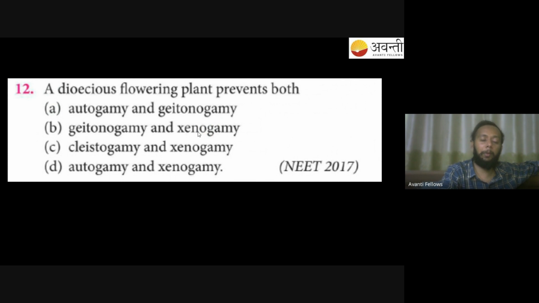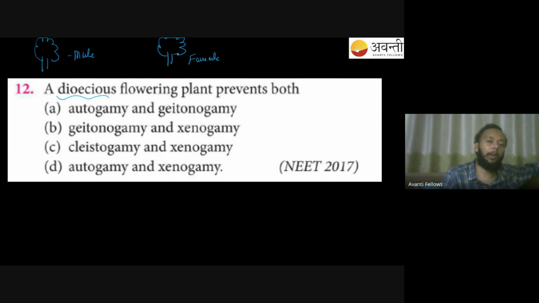Dioecious flowering plant prevent both. Now dioecious means a plant having either a male plant or a female plant. That's a dioecious plant. So when I use a term like dioecious, the male plant is separate. You'll have a male plant which is going to be a separate one, and you'll have a female plant which is going to be a separate one. So now you know what is a dioecious. In case you don't remember, you should be knowing that.